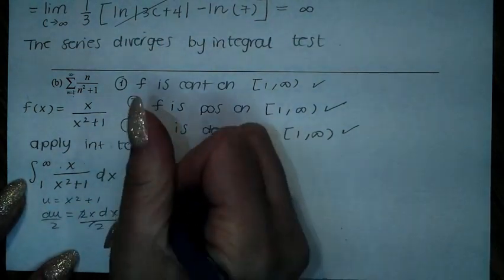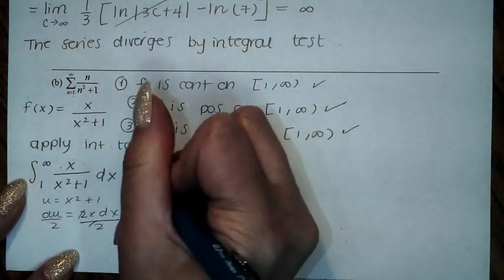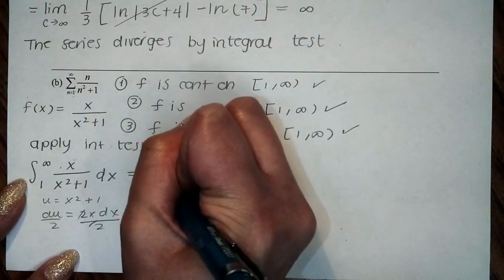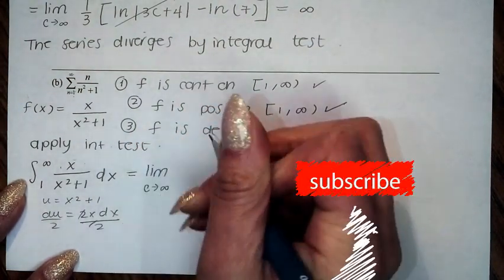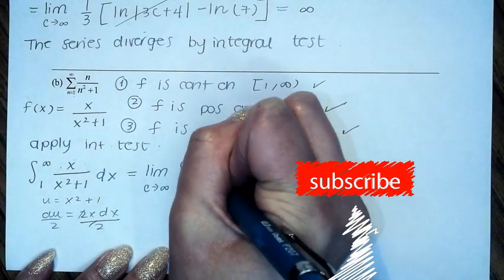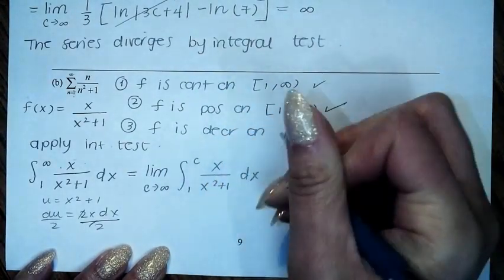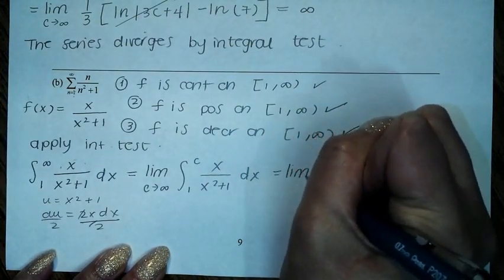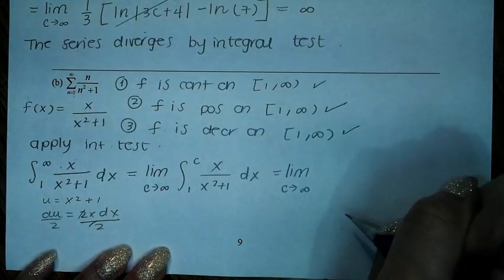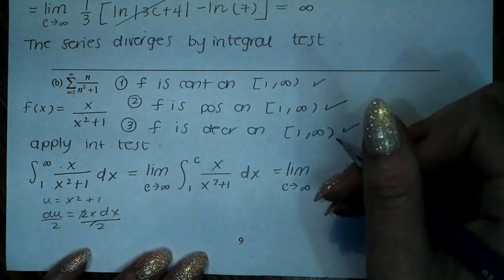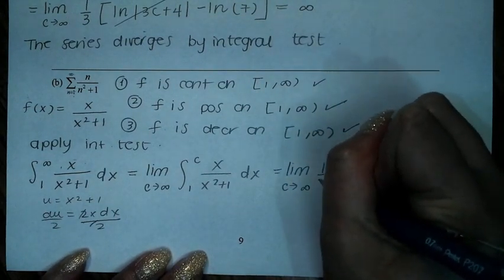What are you going to do? You are going to divide everything by 2. So this is going to be equal to the limit when c approaches infinity, using correct notation, from 1 to c of x divided by x squared plus 1 dx. Then you use the u substitution that we just mentioned, so you have the limit when c approaches infinity. And what do you have here? You have the 1/2, right?